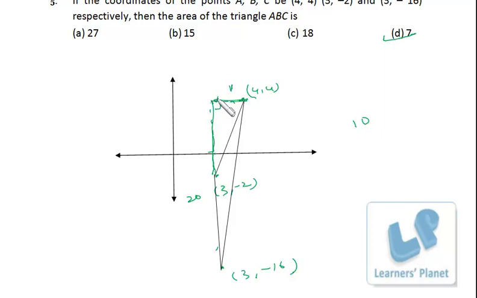Still we'll calculate this. So this length is 1 and this length is 4 up and 2 down, so this is 6. So the area of this will be half of 1 into 6, that is 3. So this way you can calculate the area very easily. So the area of this triangle is 7.